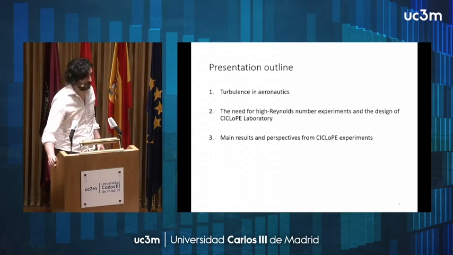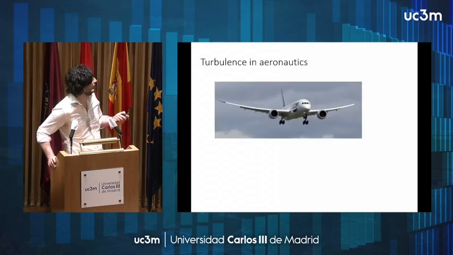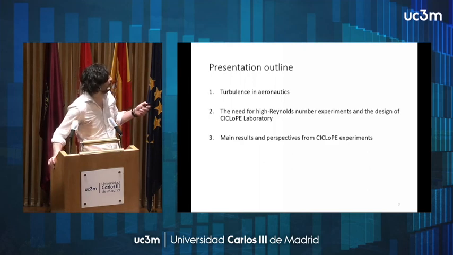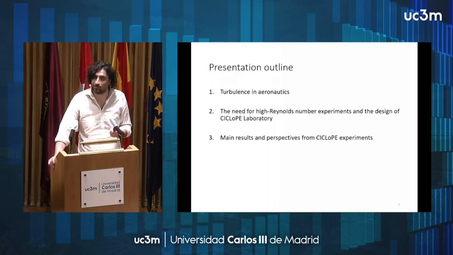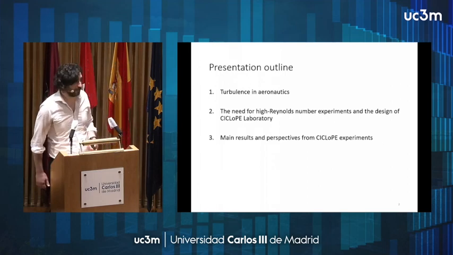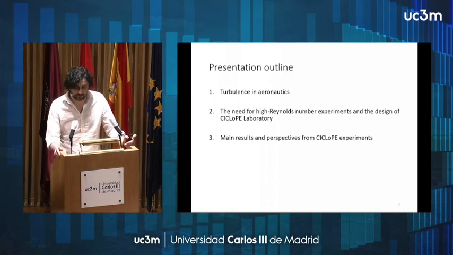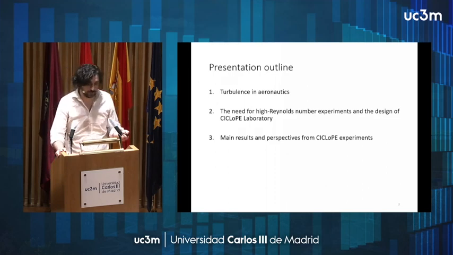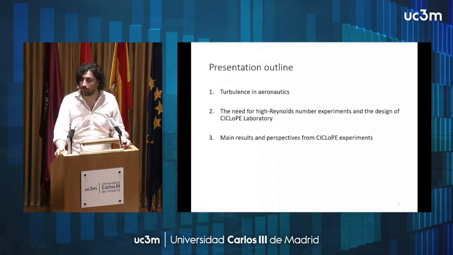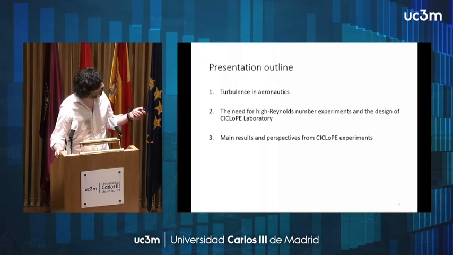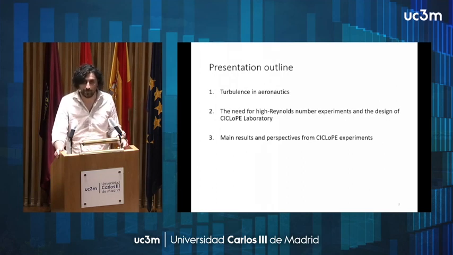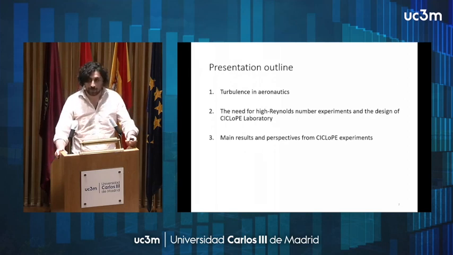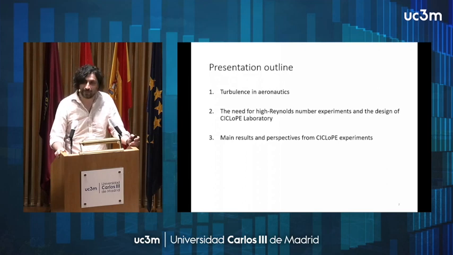This is what I will talk about today, and the presentation will be divided into three main topics. First, I will introduce turbulence in aeronautics. So why do we care to study the details of turbulence in aeronautics, with specific focus on commercial aviation. The second part will be to explain why we need to do experiments at high Reynolds number, what is the role of Reynolds number in turbulence research, and how this is connected to the design of the Cyclope Laboratory. So I will give you some insight about this lab. And in the final part of the talk, I will discuss the results and the future outlooks of this research field. And after that, we'll go to lunch, hopefully.